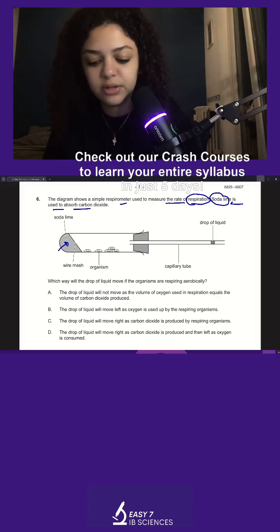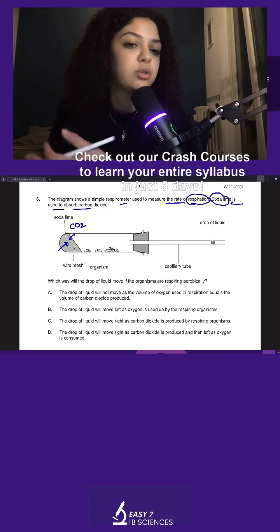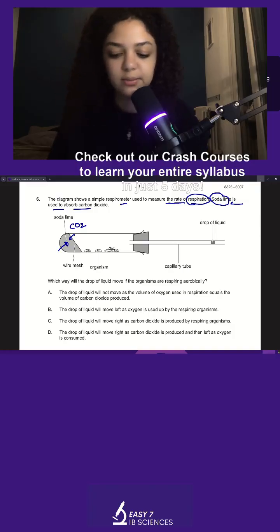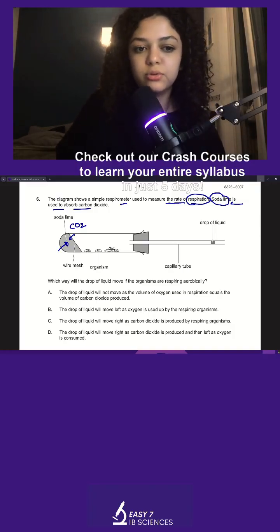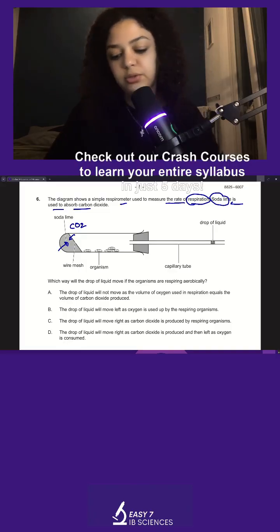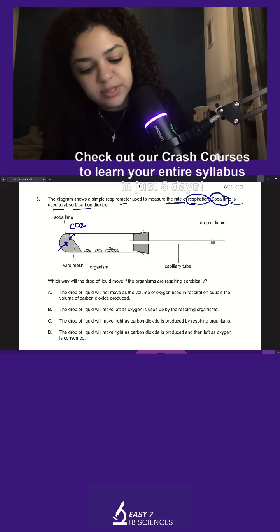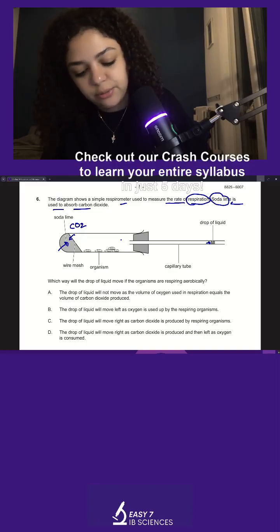So this is just something that absorbs CO2. It's not necessarily like a process that works. You have to know that it absorbs CO2. And the reason why they put it is because they want to essentially measure the movement of this drop of liquid based on the respiration.